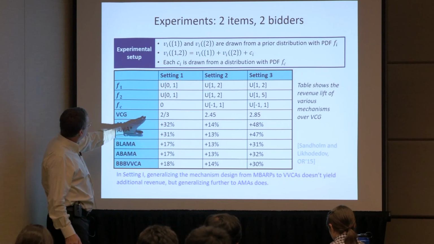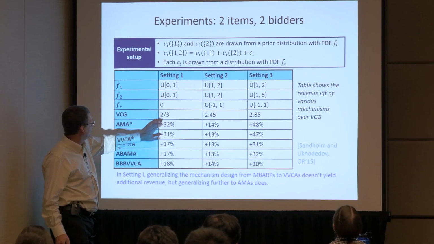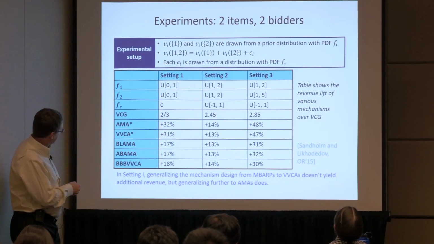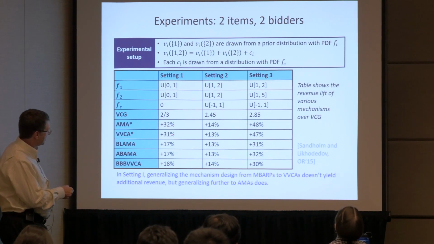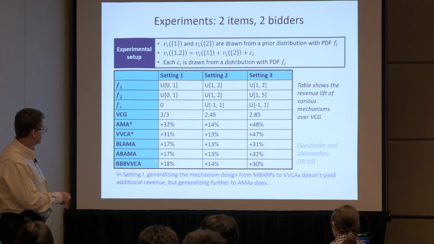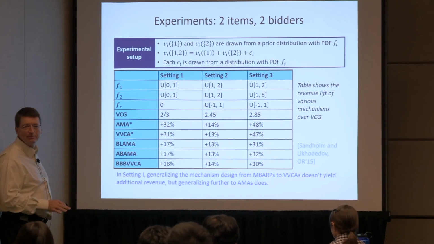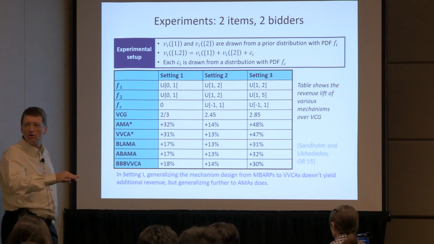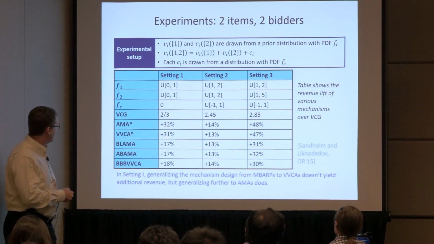Now, what's the revenue of the VCG here? It's 2/3. The grid searches give a 32% and 31% lift over this. The local search algorithms give you a 17 or 18% lift. So they do get stuck in a local optimum. But it's still way better than VCG.